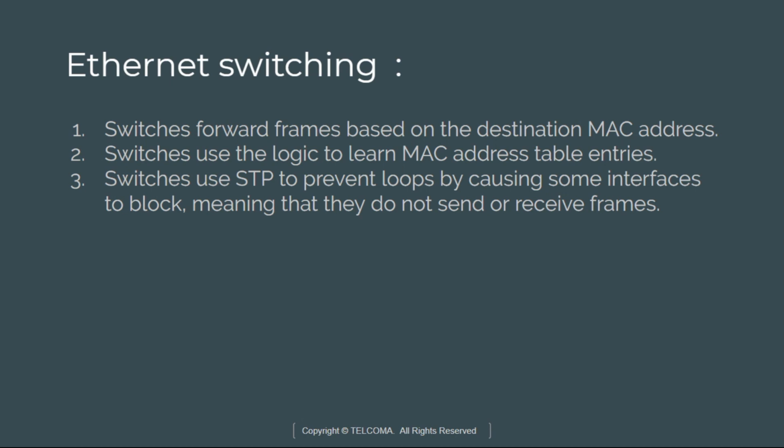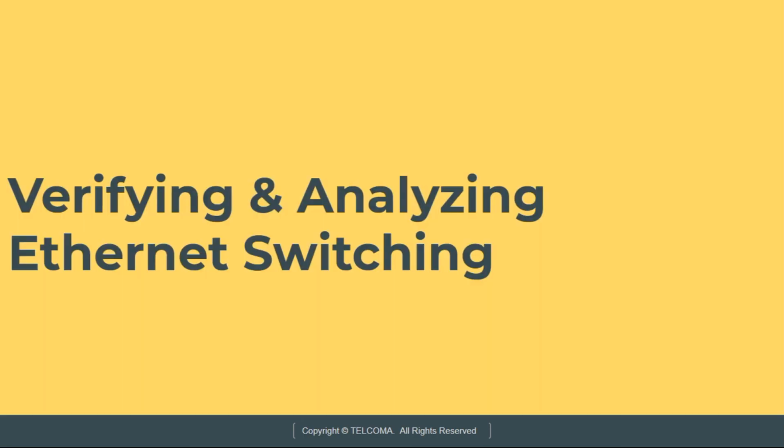Next is Ethernet switches. Switches forward frames based on destination MAC address. If the destination MAC address is broadcast, multicast or unknown unicast, the switch floods the frame. If the destination MAC address is known unicast, that means a unicast address found in the MAC address table, the switch forwards it out the matching interface. It uses logic to learn the MAC address table. It uses STP to prevent loops.